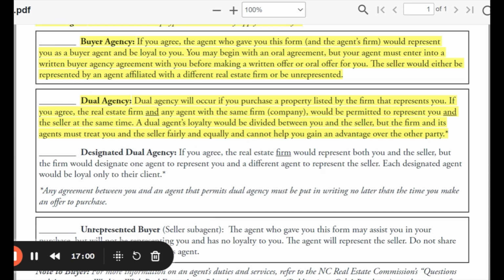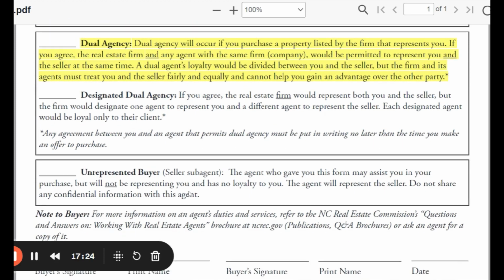If you agree, the real estate firm and any agent with the same firm would be permitted to represent you and the seller at the same time. In a dual agency, loyalty would be divided between you and the seller, but the firm and its agent must treat you and the seller fairly and equally and cannot help you gain an advantage over the other party. So that's when you have a realtor that's representing both parties. They're representing the seller and the buyer.